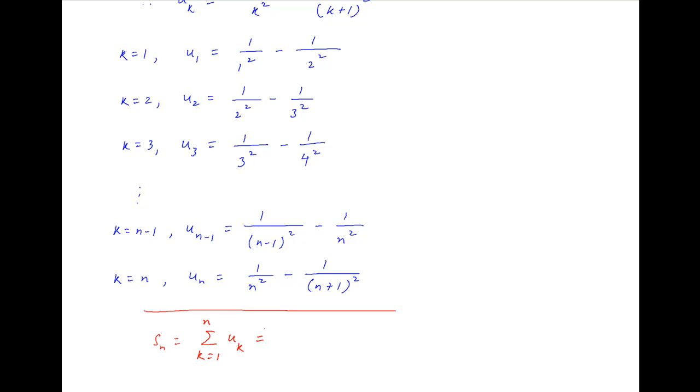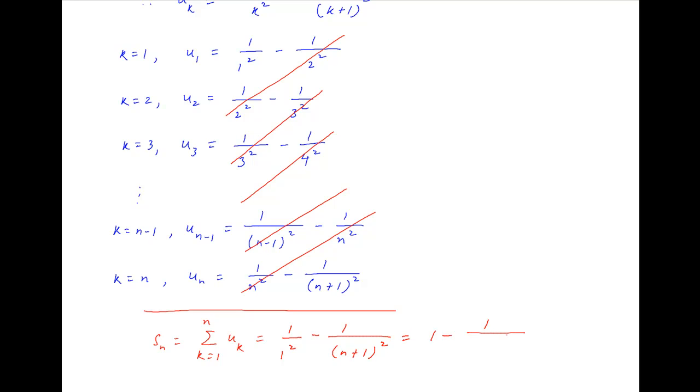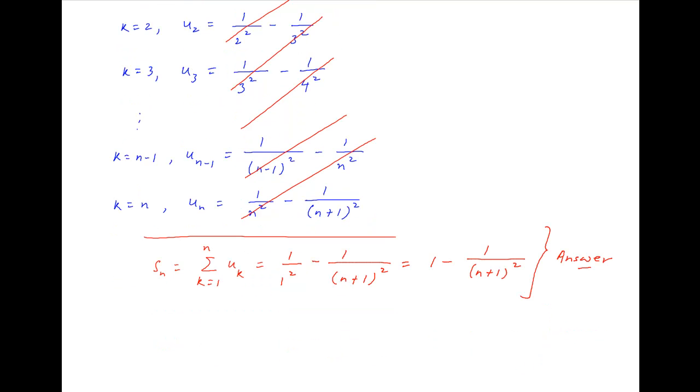And on the right hand side, 1/2² in the first equation cancels with 1/2² in the second equation. Similarly, 1/3² cancels with the term in the next row, and so on and so forth. And we're left with only two terms on the right hand side, and so the value of the right hand side is equal to 1 minus 1/(n+1)². And this is the sum of the first n terms of the given series.